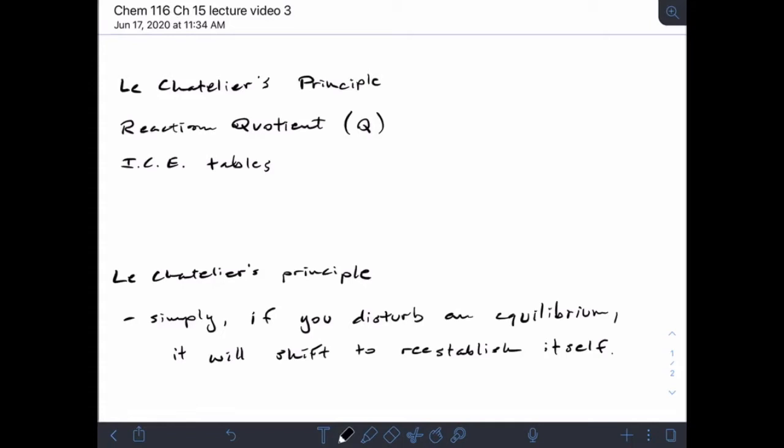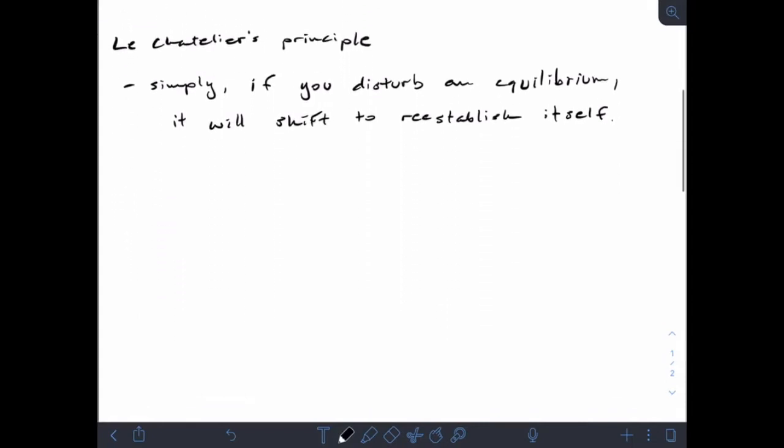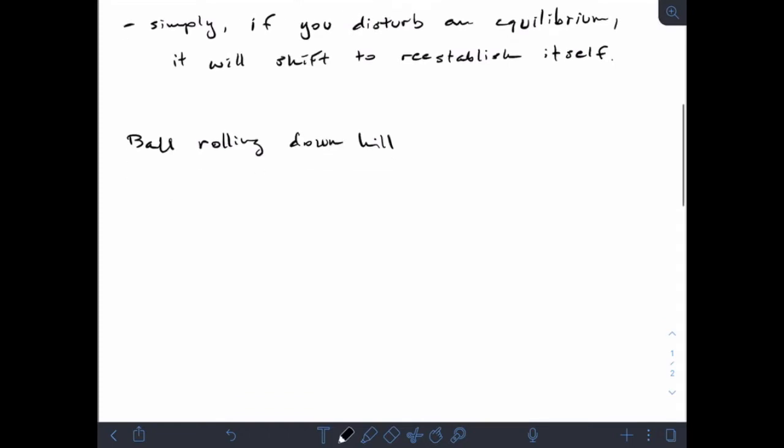Surprisingly, it wasn't until grad school when a fellow grad student gave me an idea that sort of cemented it all for me, and it's a surprisingly simple idea. The easiest way to envision Le Chatelier's principle is with a ball rolling down the hill. And you're like, what? What does that have to do with chemistry? Well, here's the visualization.